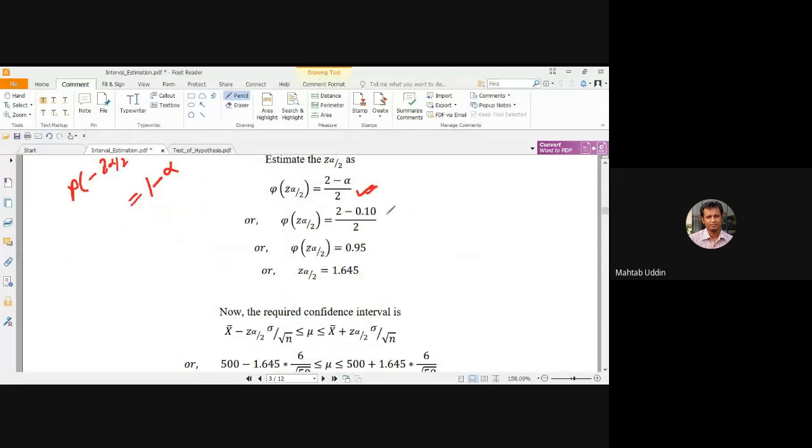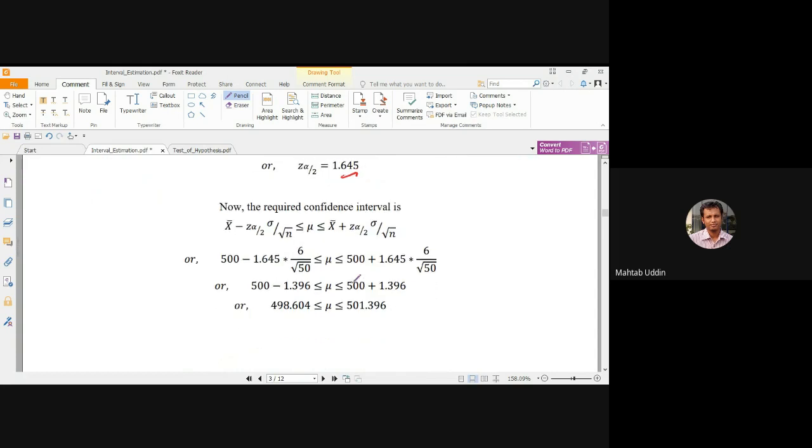We have got 0.95. 0.95 is actually between 1.64 and 1.65. So 1.645 is taken. Also, you can take 1.65, but don't take 1.64. Then put in the limit. What can you find?